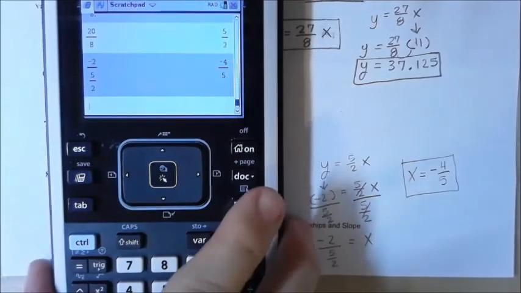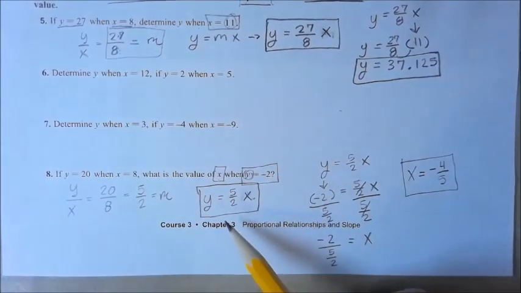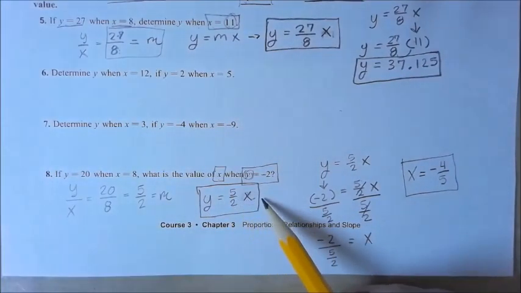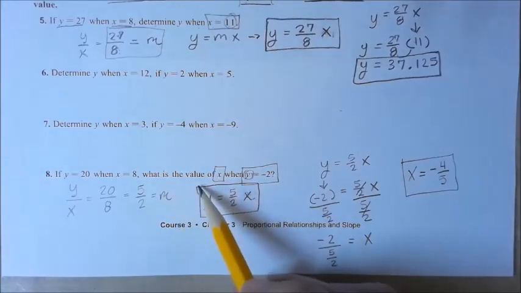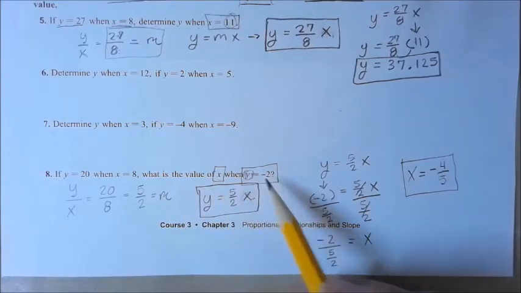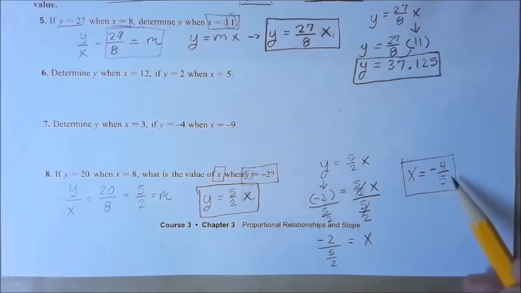So now we have the two things that we needed. We have our equation, which is y equals 5 over 2x, and then we have our answer for the value of x when y is negative 2, and that is x is equal to negative 4 over 5.